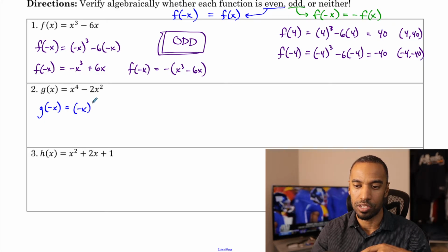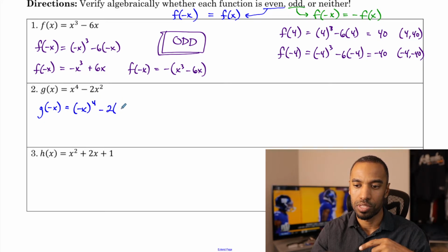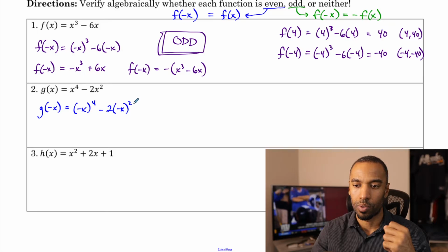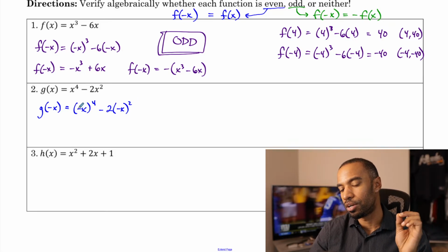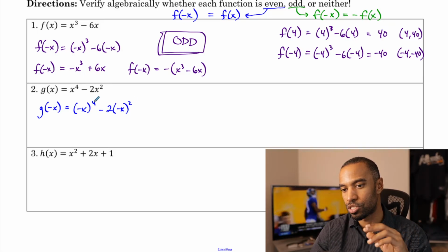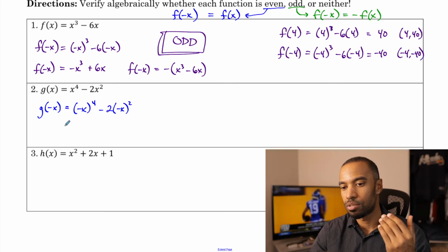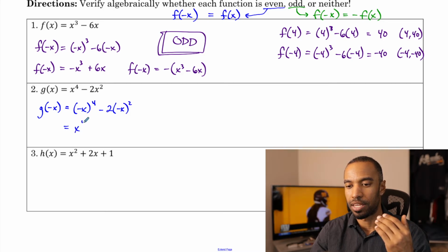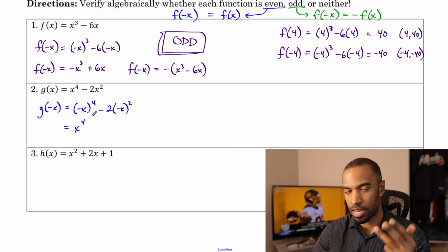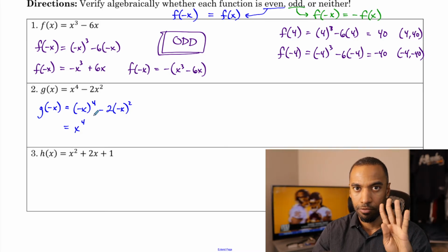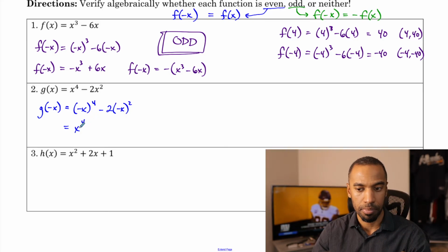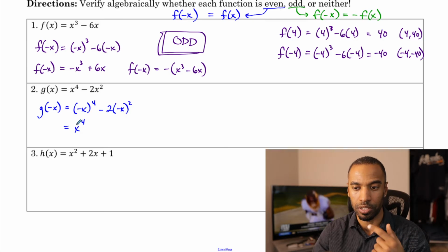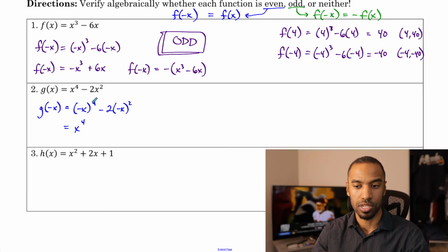So negative x raised to the fourth power minus 2 times negative x quantity squared here. So what happens here, the opposite of x to the fourth, to us might as well be x to the fourth, because you have a negative times a negative times a negative times a negative. 4 negatives multiplied together results in a positive. So these are the equivalent. We're simplifying what we substituted.